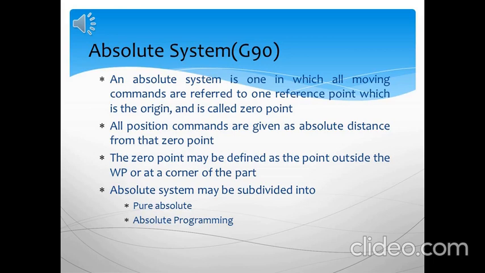Absolute system may be subdivided into pure absolute and absolute programming. In pure absolute, both programmed dimensions and feedback signals are referred to a single point. Usually 90% of the point-to-point NC machines are using absolute programming.